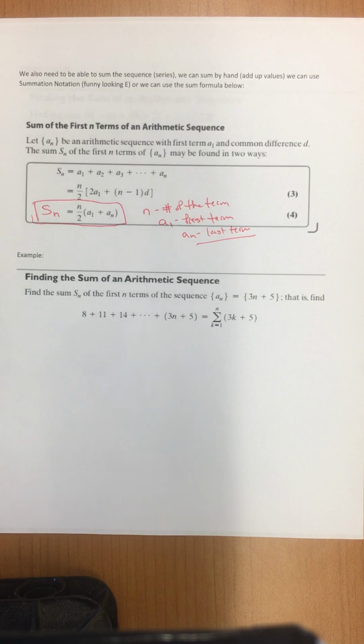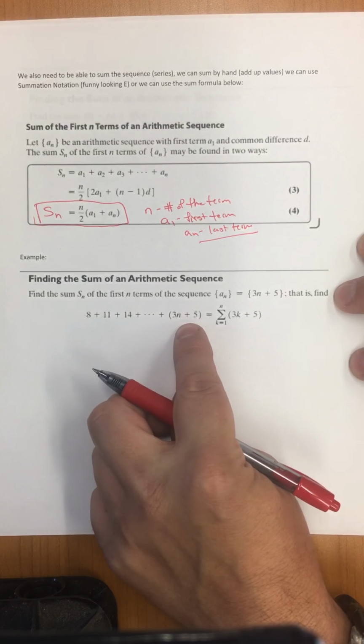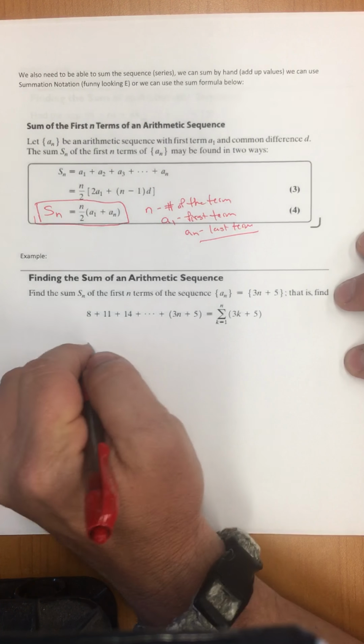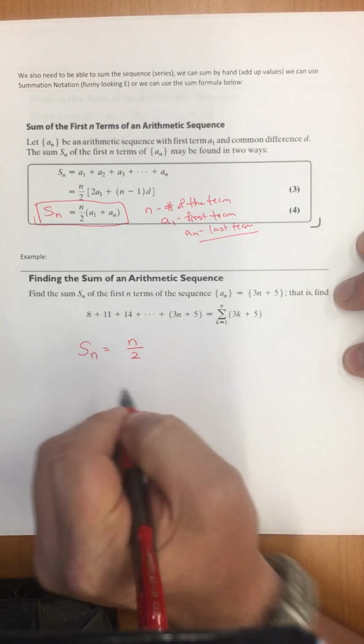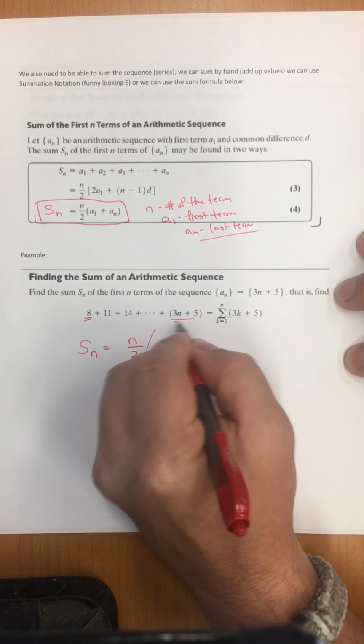Find the sum S sub n of the first n terms of the sequence. All right, so they want us to add this up. Remember, you could add it up by hand. You could write it in summation notation. Now we're adding a new formula. They want us to find S sub n. This is going to be n divided by 2, the first term plus the last term.